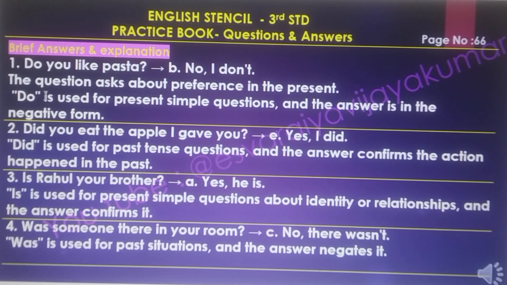Is Rahul your brother? Yes, he is. Is is used for present simple questions about identity or relationship and the answer confirms it. Was someone there in your room? No, there was not. Was is used for past situations and the answer negates it.